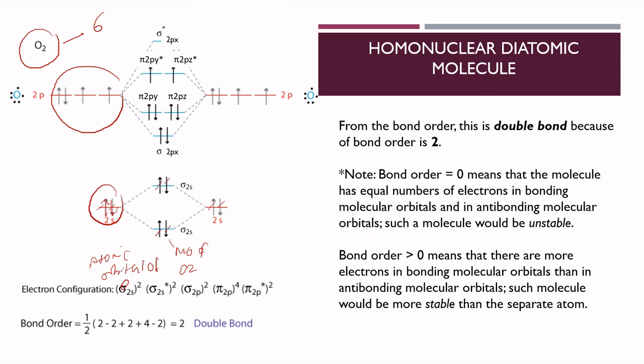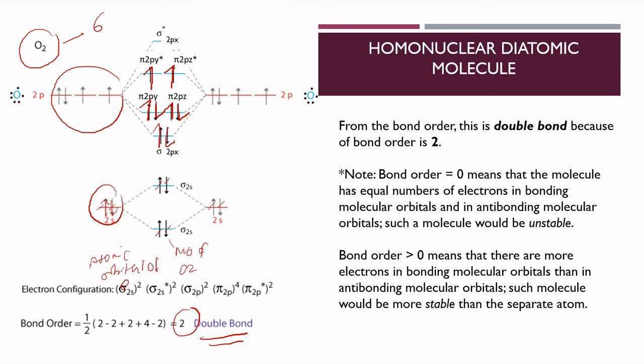And then after that, at 2p, oxygen has another 4 electrons. So how do we draw it? First 1, 2, 3, 4, 5, 6, 7, 8. Okay, in this case, the bond order is 2, meaning it is a double bond compound.